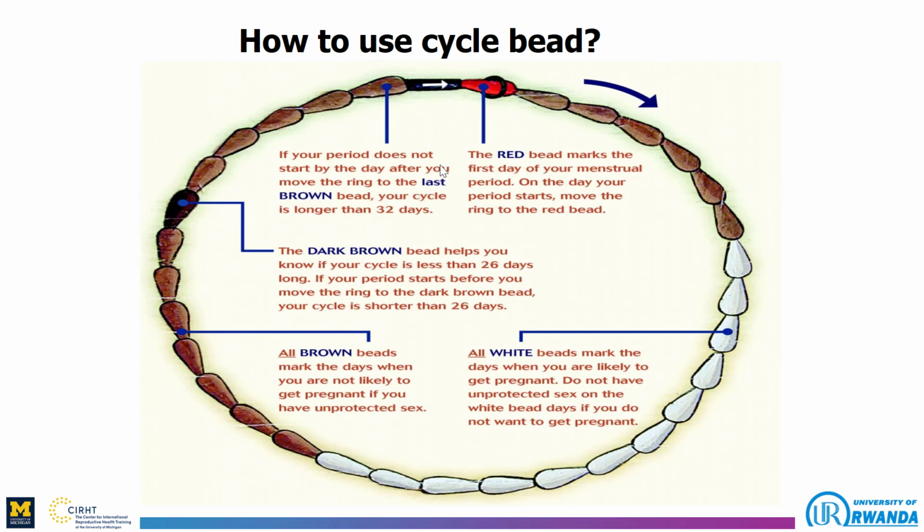This means cycle beads are used by women who have cycles between 26 days and 32 days. If on the dark brown bead you have another menstrual period, you move the link up to the first color and you start again.